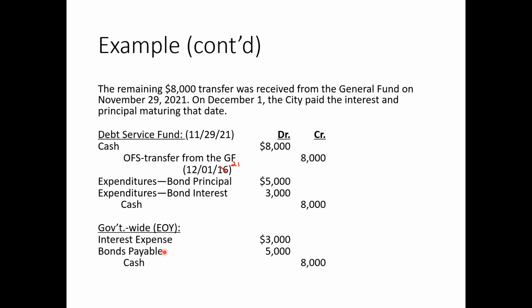So if we are recording this in the government-wide statement, it should be debit interest expense, right? Debit bonds payable and credit cash. Again, we only recorded these journal entries, and if we want to report a government-wide statement, we're going to convert these results back to this one.